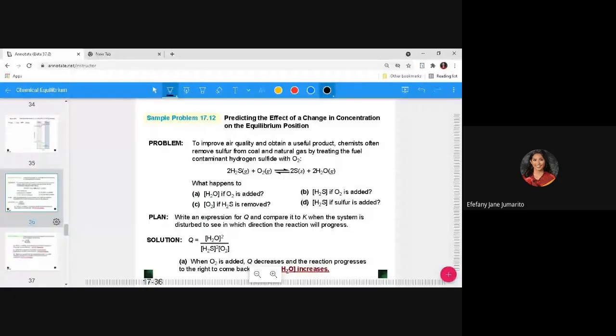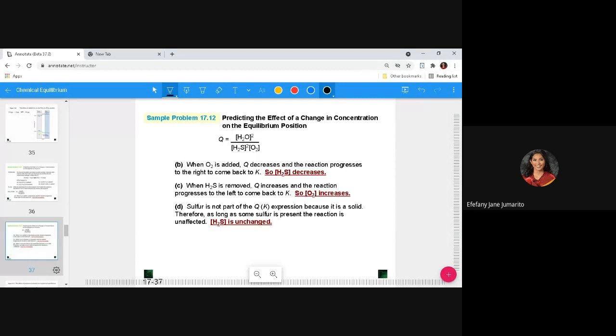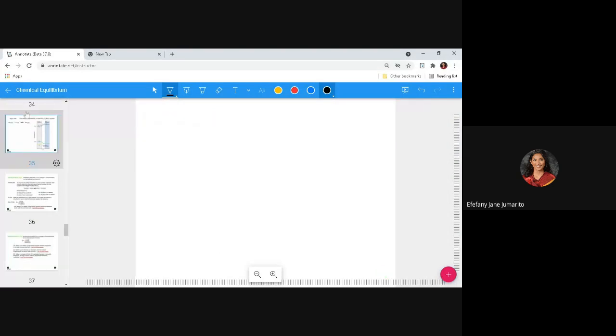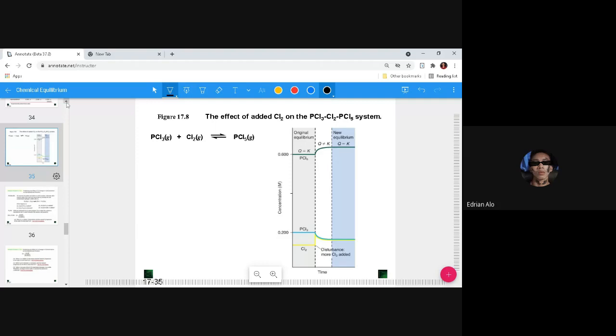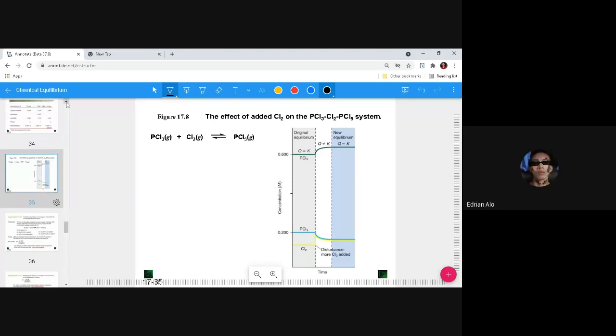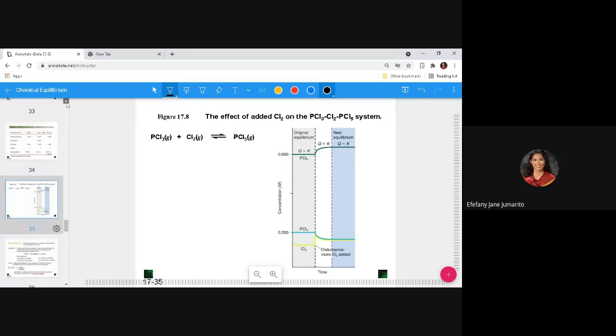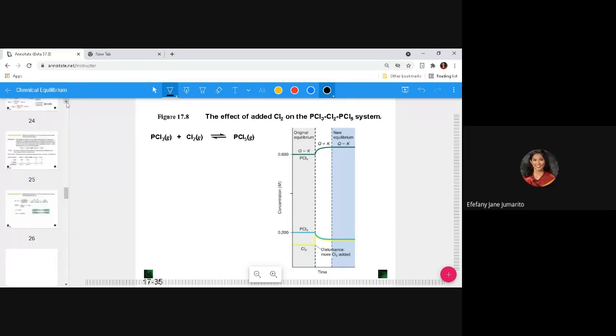Okay, so for example, in a chemical reaction, what are those stresses that can affect equilibrium? Adrian, can you give one? What are the stresses that can affect equilibrium? Give me just one.